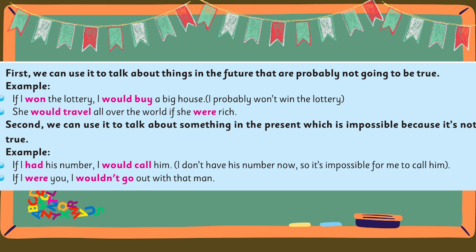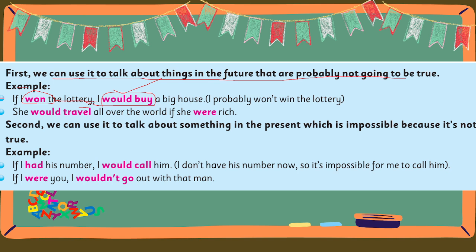Now, first, we can use it to talk about things in the future that are probably not going to be true. How? If I won the lottery, I would buy a big house. Now, this is not going to happen. I probably won't win the lottery. If I won in the past, then I would have bought a big house. Since I did not win, then this part of the sentence is also not true.